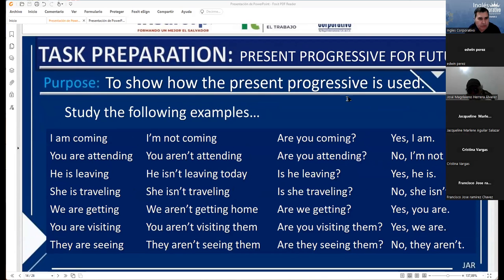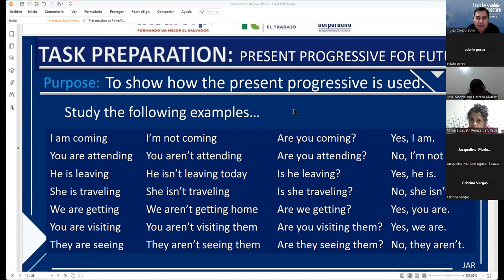Present progressive for future. Okay. You say here, teacher, they are the same examples. No? But they look similar. Okay. This is, I am coming. I'm not coming. Are you coming? You're attending. You aren't attending. Are you attending? He's leaving. Is he leaving? Is he leaving today? He isn't leaving today. She's traveling. She isn't traveling. Is she traveling? We are getting home. We aren't getting home. Are we getting home? You are visiting. Okay. All of this is present progressive.